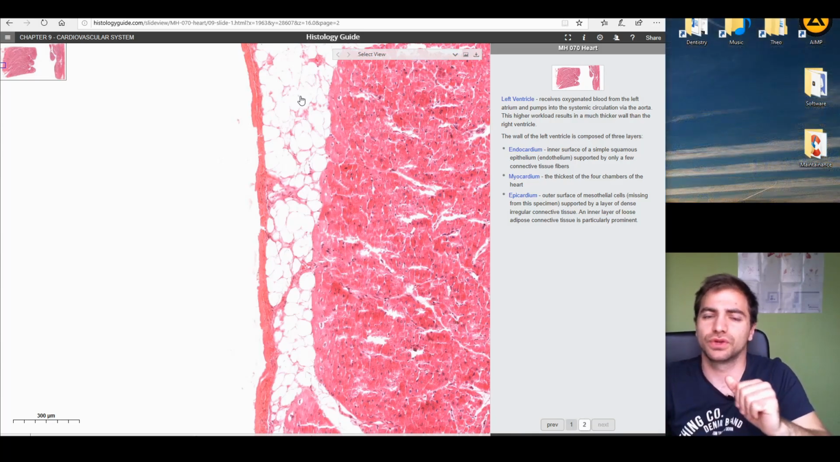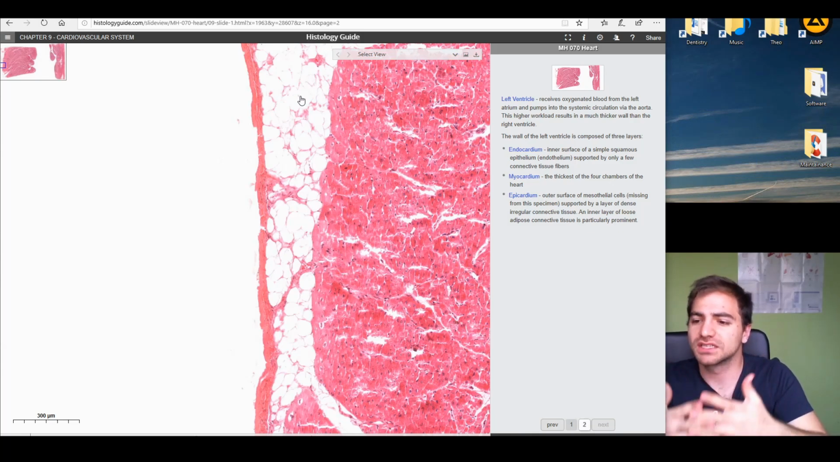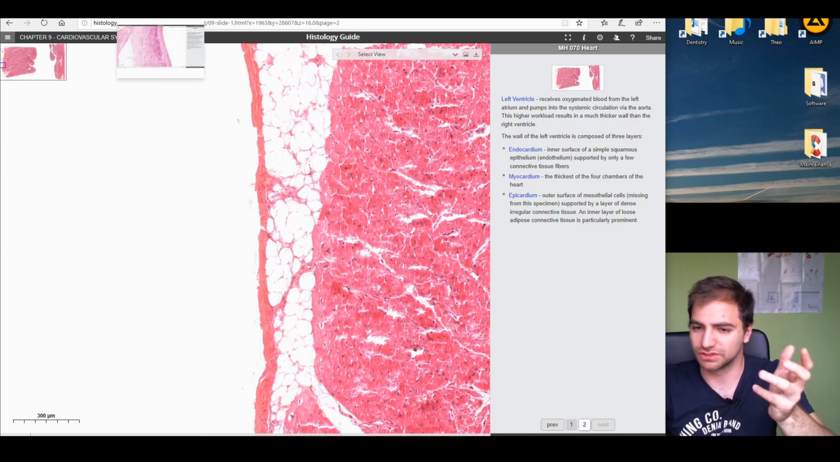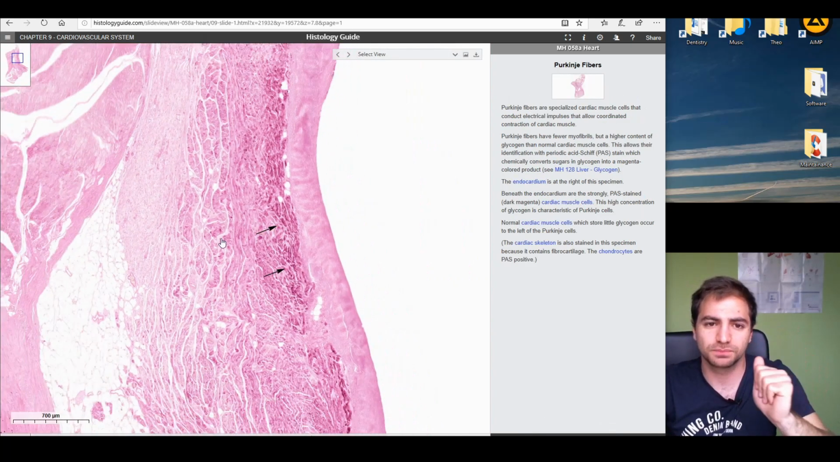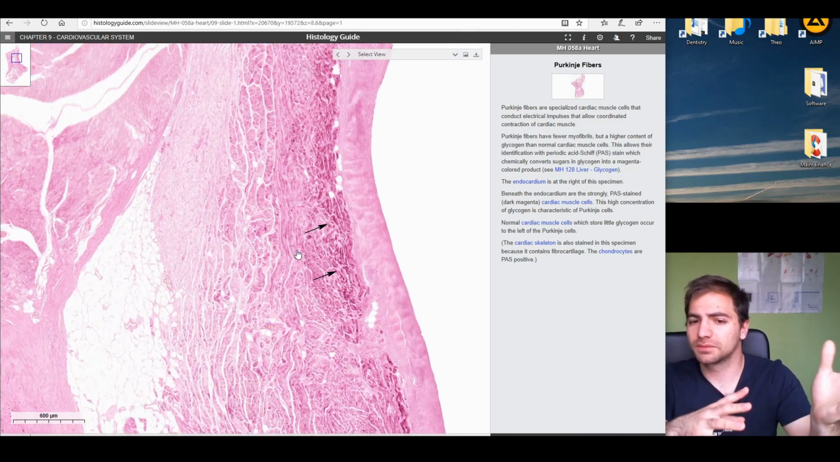Now, as I said before, we have the Purkinje fibers. The Purkinje fibers, of course, are part of the conducting system of the heart. And we already said that they are PAS positive. So here we have the staining of the PAS method, and we can easily visualize the difference between the normal cardiac muscle cell and the Purkinje fiber.